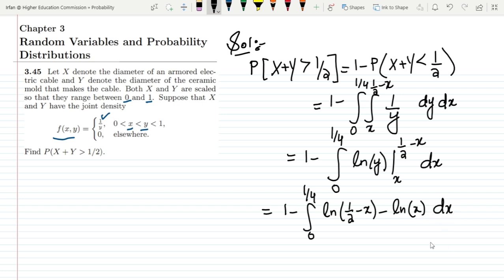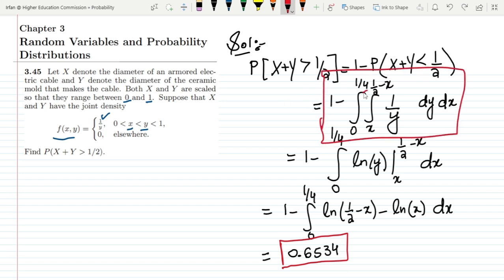Okay, at the end, integrating it and solving it all, the answer will be 0.6534. Okay, and that is the solution of question 3.45. The only thing you have to understand here is this formula.